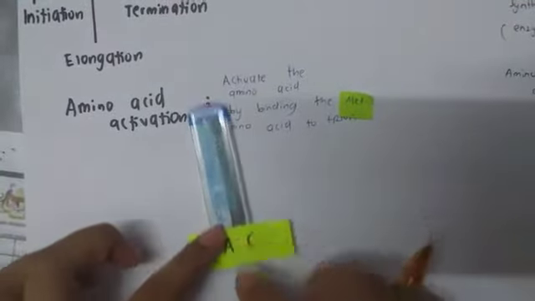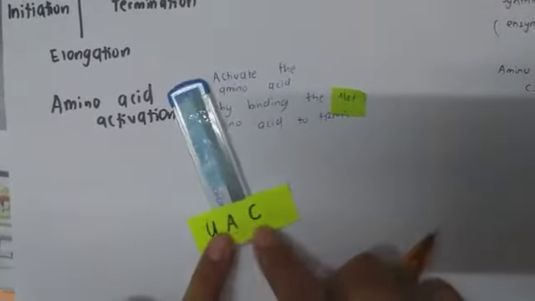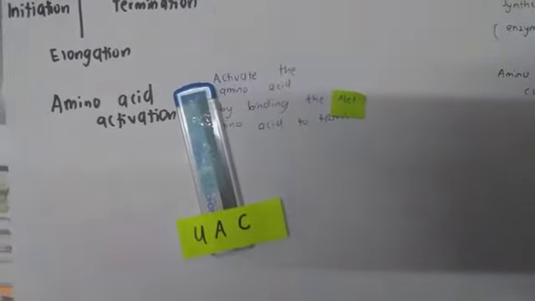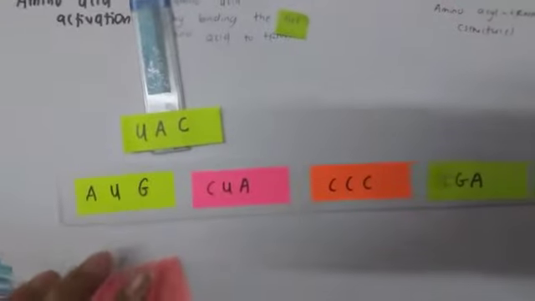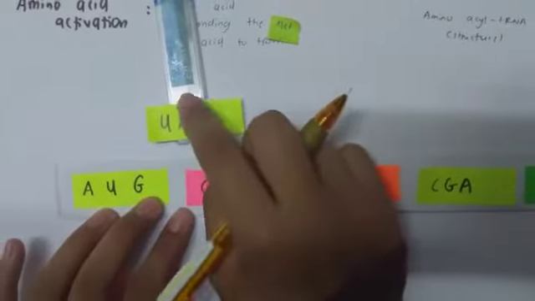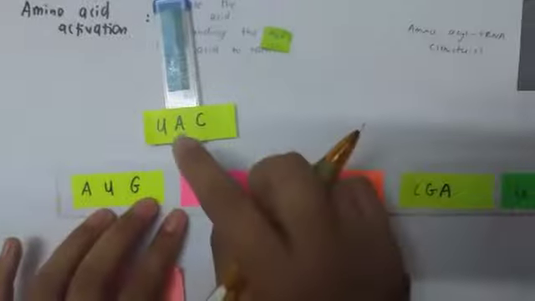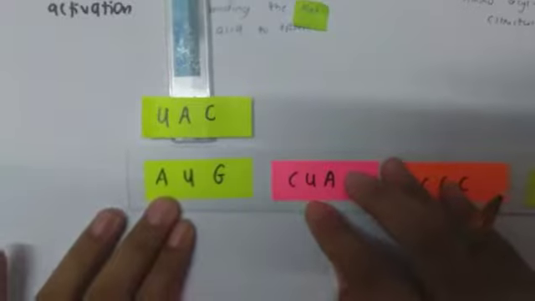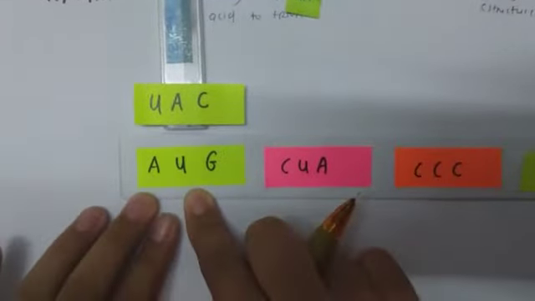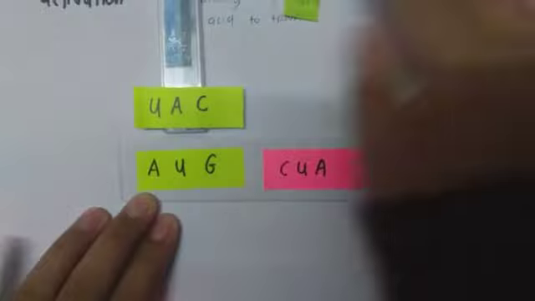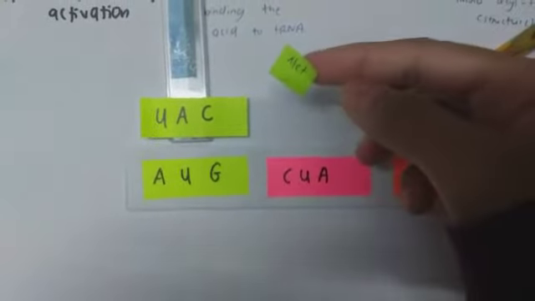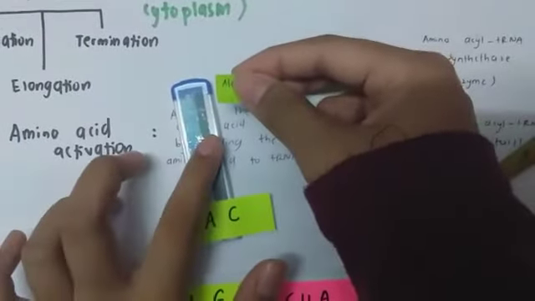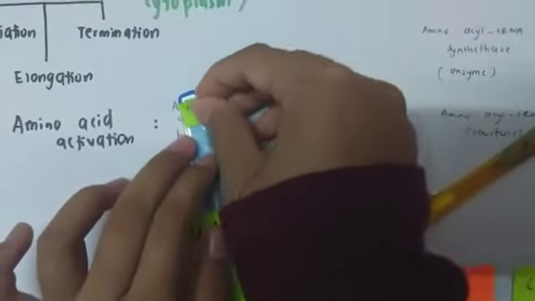As we can see here, this UAC is an anticodon sequence, where the anticodon will be complementary with the codon on mRNA. Every tRNA has an anticodon that codes for a certain amino acid. So this UAC will be complementary with AUG, and this AUG codes for the amino acid methionine here. So methionine will bind to the 3' end of the tRNA.